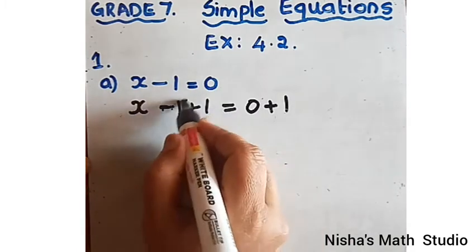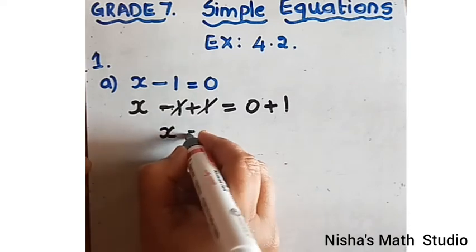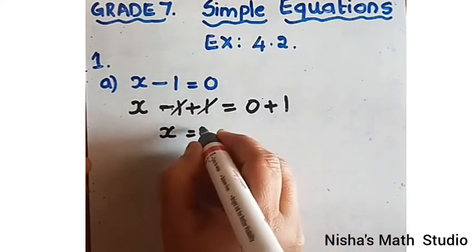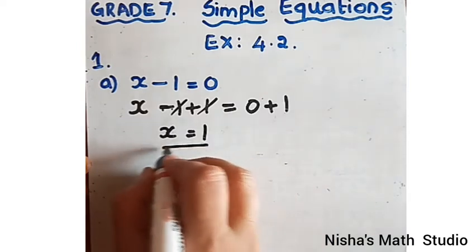Minus 1 plus 1 get cancelled. So, what remains on the left hand side? x. And 0 plus 1 is 1. So, the value of x will be 1.